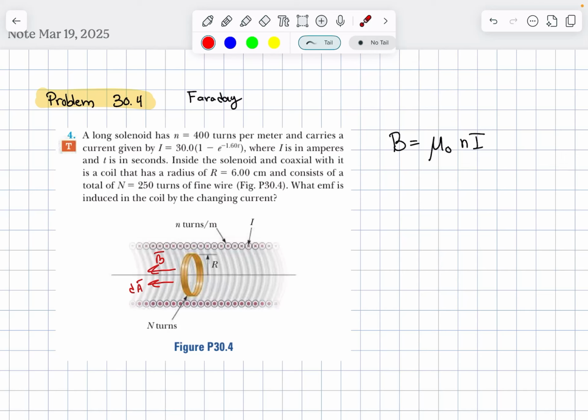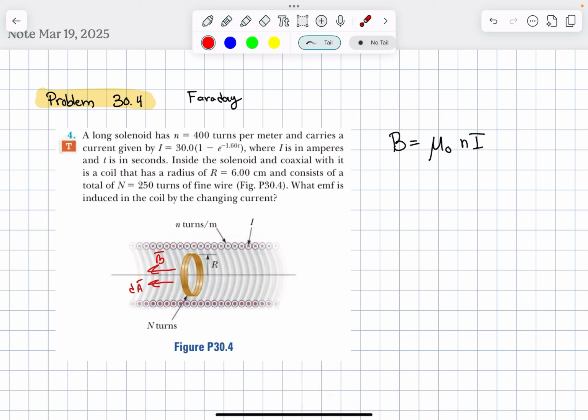This is problem 30.4 and it deals with Faraday's law. We're told that we have a long solenoid with n equal to 400 turns per meter and it carries a current given by I equals 30 times (1 minus e to the negative 1.6t). This is saying that I is time dependent, right? I is in amperes, t is in seconds.